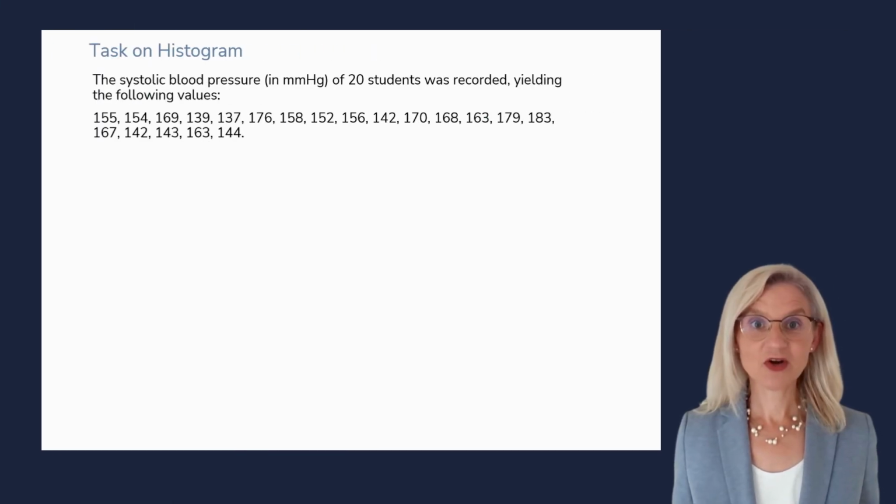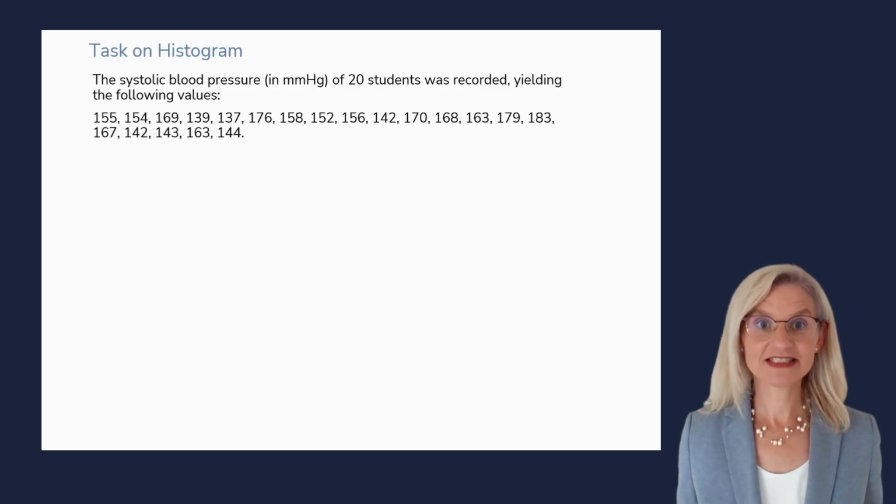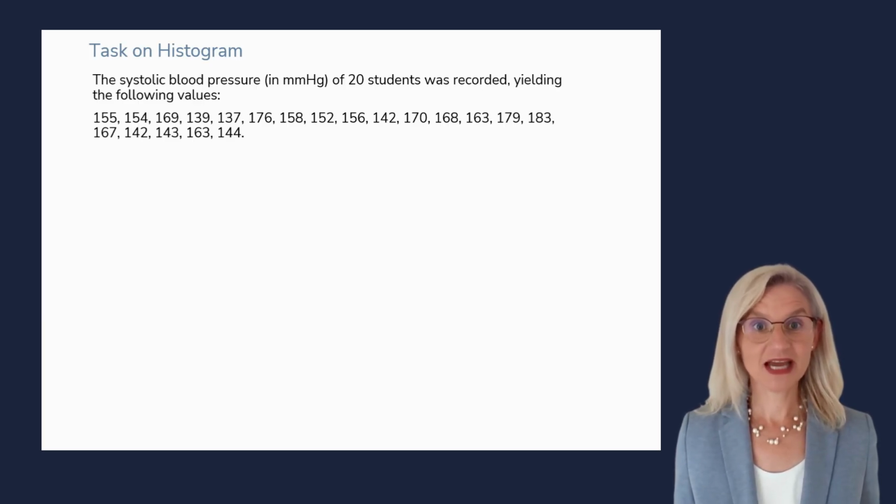We recorded the systolic blood pressure in millimeters of mercury of 20 students, and here you can already see the collected values. For these data, we will now create a histogram. At this point, you may wish to pause the video and try creating the histogram yourself.